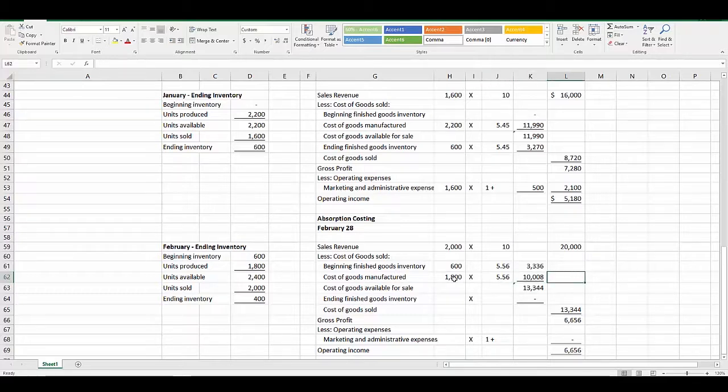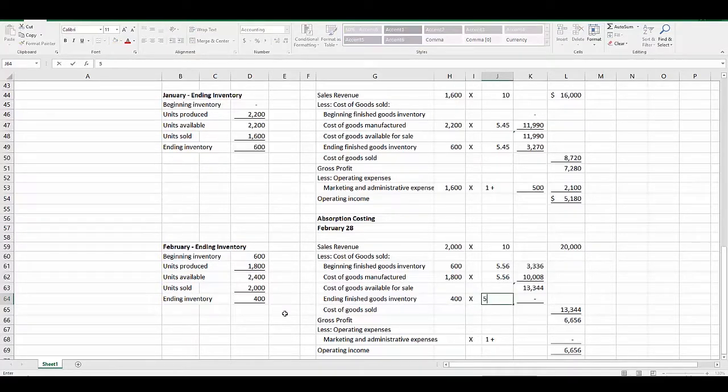So that brings us down to a total of goods available for sale of 13,344. The final step in calculating your cost of goods sold is to subtract your ending inventory. So here you start with your beginning. The units you produce, the 1,800, gives you a total of 2,400 units available. We know we sold 2,000, so subtract your 2,000. It means you had at the end of February 400 units that were not sold.